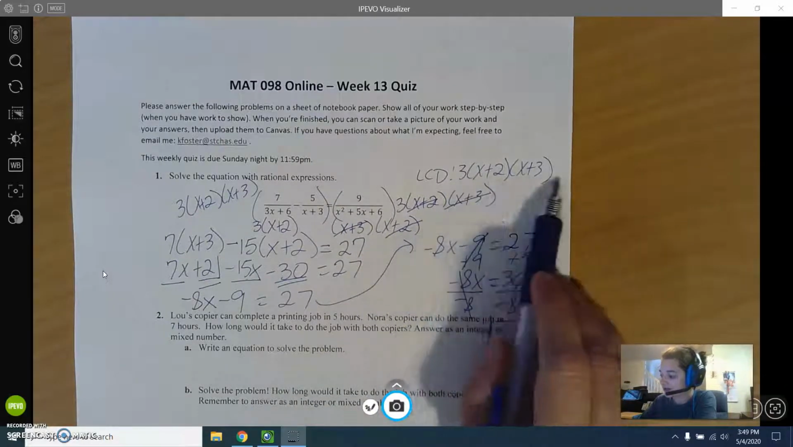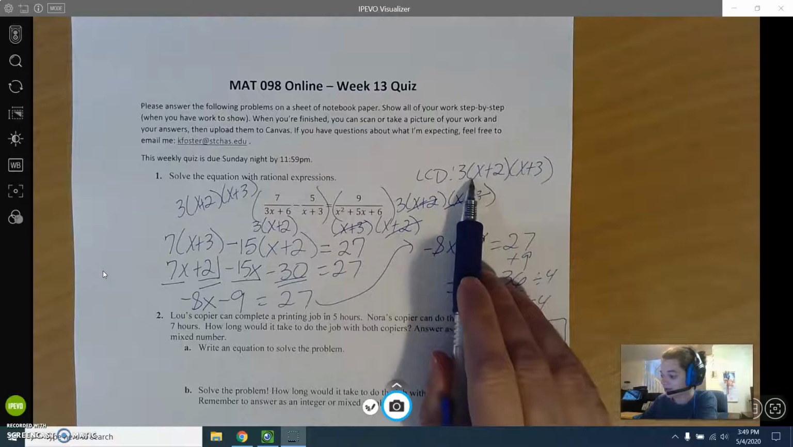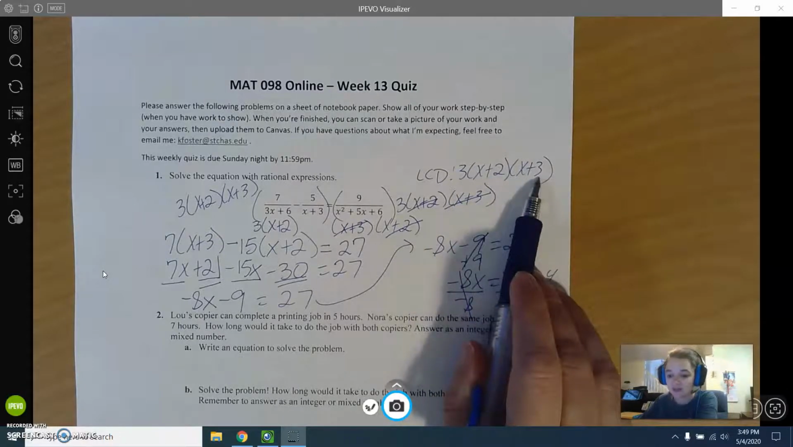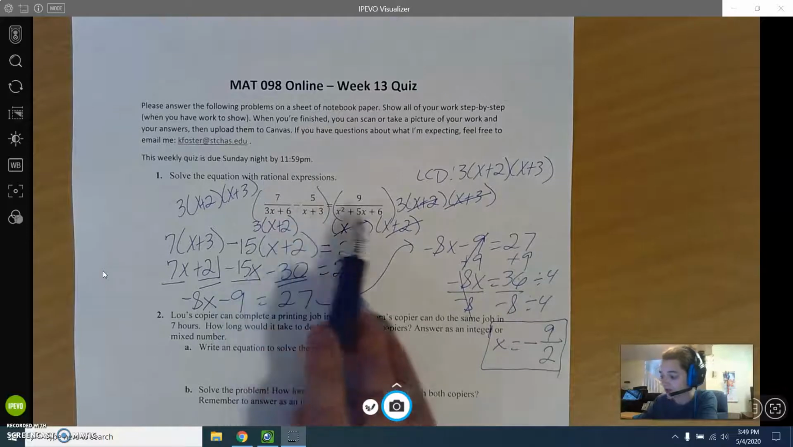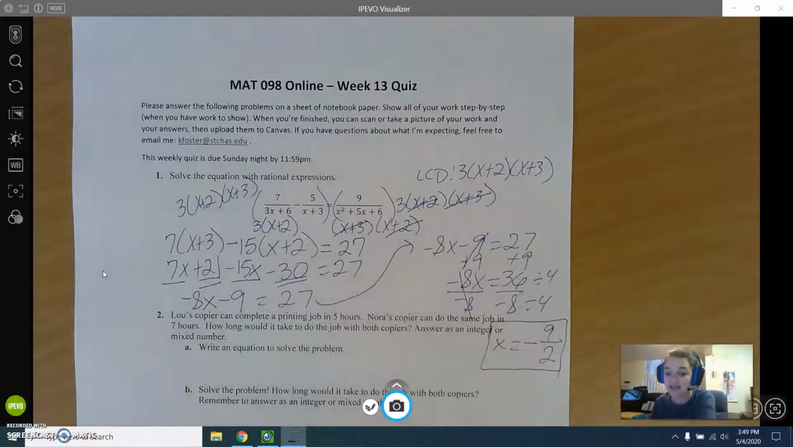So with your LCD, the things that x can't be would be negative 2 and negative 3, because that would make our denominators a 0, and that would be bad. And negative 9 halves is not negative 2, and it's not negative 3, and it's going to work out just fine with all of our denominators, so it's not an extraneous solution. Yay!